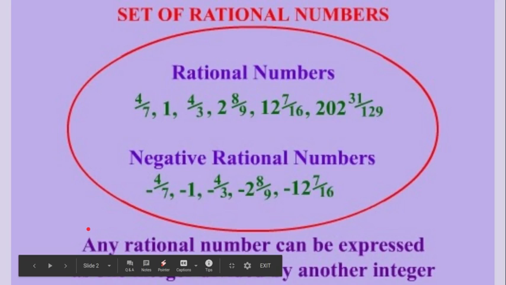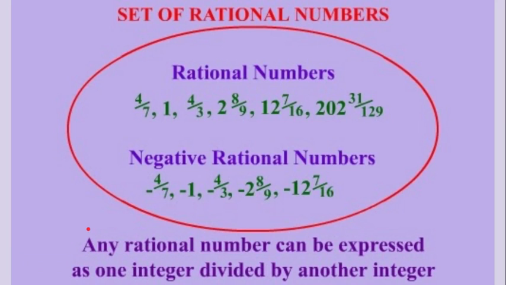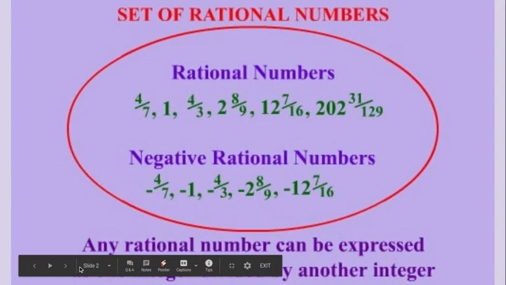Let's talk quickly more about the set of rational numbers. Just a quick visual to help you see that any type of fraction is a rational number and its opposite, meaning the negative version of it as well. So we have 4 sevenths and negative 4 sevenths, 1 and negative 1, and so on and so forth. Any number that you can write as a fraction. So terminating decimals, because they represent fractional parts, are rational numbers. So any rational number can be expressed as one integer divided by another integer, aka it can be written as a fraction.